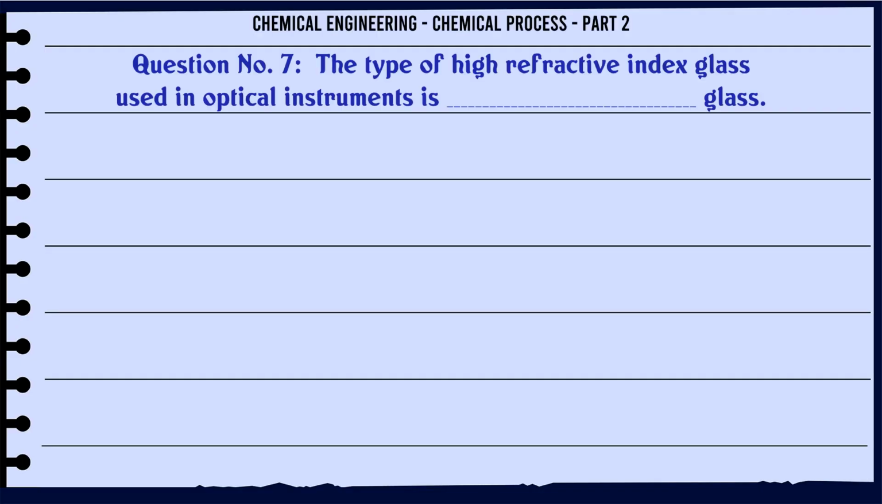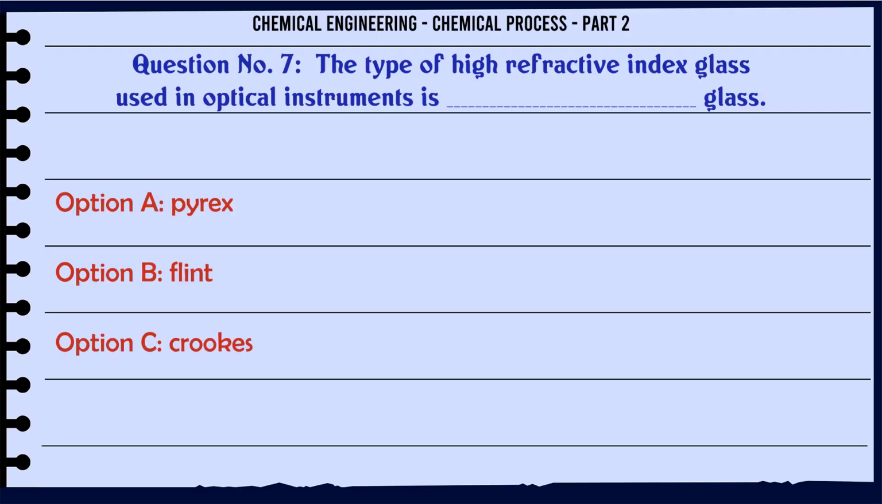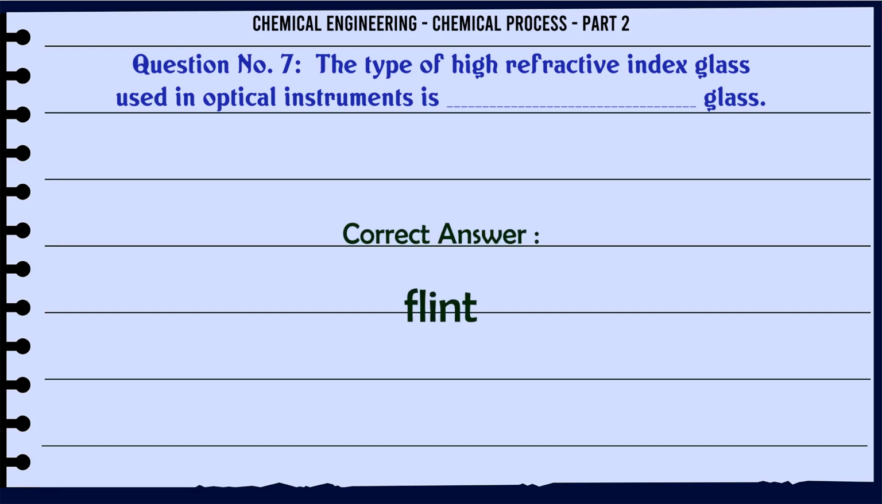The type of high refractive index glass used in optical instruments is glass. A. Pyrex, B. Flint, C. Crux, D. None of these. The correct answer is flint.